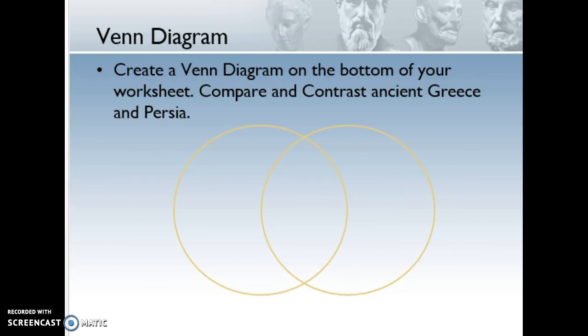Okay, your last assignment on this worksheet before I go ahead and take it from you is you're going to create a Venn diagram. Just a two-way Venn diagram, two circles overlapping. Label one Persia and label one Greece. You are going to put what they have in common in the center and what they have different on the outsides of the circles. I am not modeling this for you.